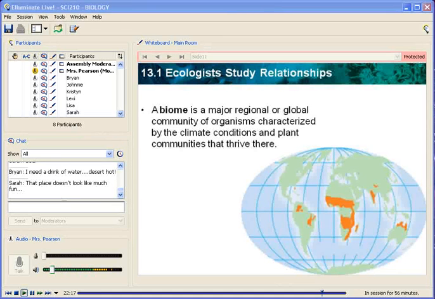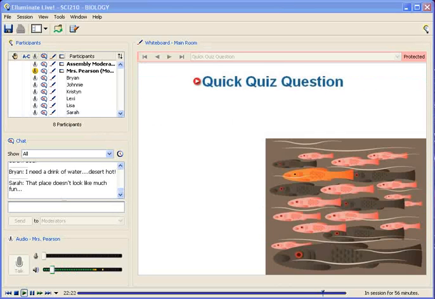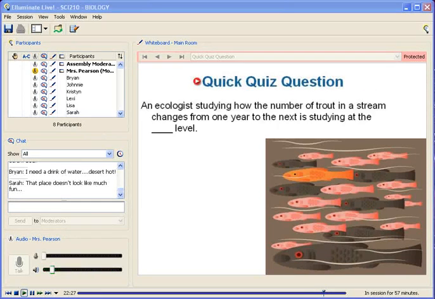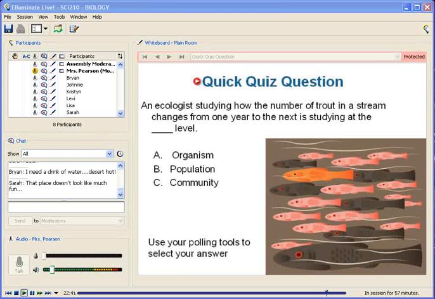All right, so that gives you a little bit of a glimpse into the desert biome and its climate and its plant life. Now, just to make sure nobody drifted off during the movie here, let's do a quick quiz question. An ecologist studying how the number of trout in a stream changes from one year to the next is studying at what kind of level? Would it be the organism level, the population level, or the community level? And go ahead and use your polling tools to select your answer.